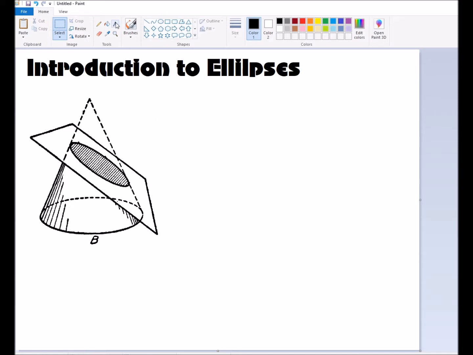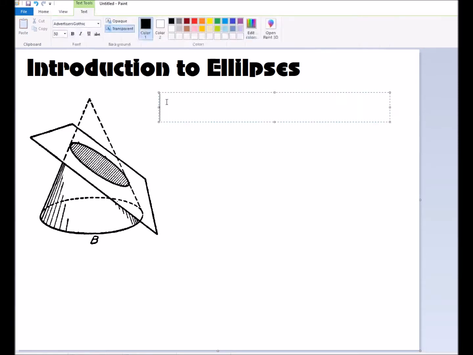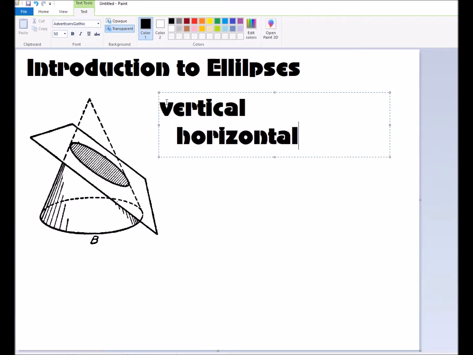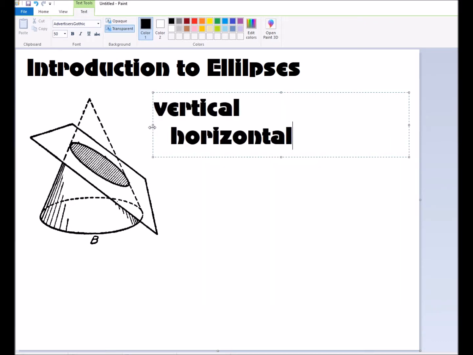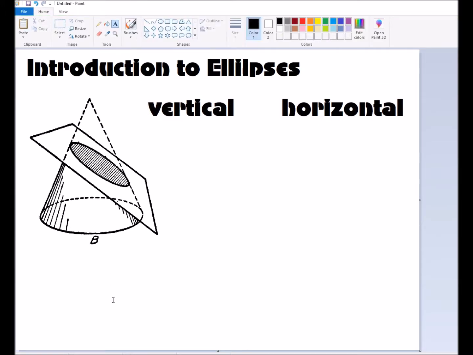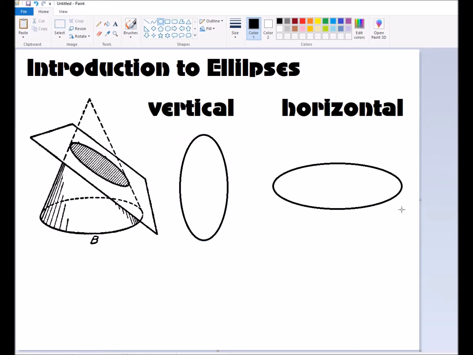Now, for our purposes, we are only going to be dealing with two types of ellipses: vertical ellipses and horizontal ellipses. Obviously there's going to be a million more variations. You can have diagonals across any which way, but for our intents and purposes, we are only going to be doing the mathematical calculations for these two types. When we're talking about a vertical ellipse, we are talking about this shape, and when we're talking about a horizontal ellipse, we're talking about this shape.